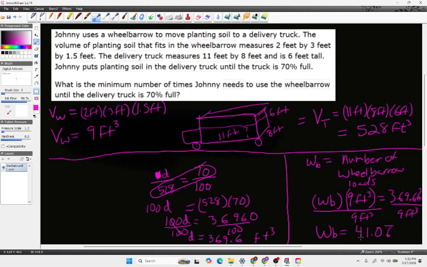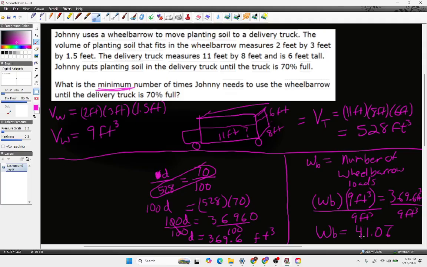Okay, now that's interesting. I thought maybe I'd get like a clean number. Let's go back to what the problem is asking us. It says, what is the minimum number of times Johnny needs to use the wheelbarrow until it's 70% full? So precisely, it would be 41.06. But here's the issue. This word minimum here is kind of implying that they want us to sort of cap it off at something. And we can take that to mean they want a whole number of wheelbarrow loads. So based on this, I'm thinking, well, is it 41 wheelbarrow loads or is it 42?